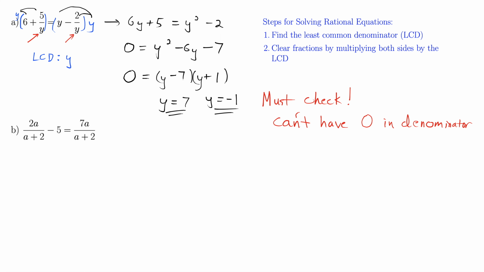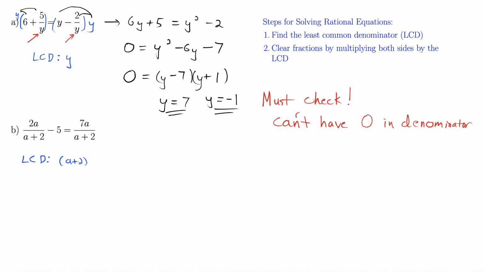Let's try B here. For B we have 2a divided by a plus 2 minus 5 equals 7a over a plus 2. Back to our steps again. Our first step is to find the LCD, the least common denominator. The first denominator has a plus 2 in it. I go on to the second one. Anything I need to add? No, that's just 1. Go on to the third one. Anything I need to add there? No, we already have a plus 2. So it looks like our LCD is simply a plus 2 in this case.